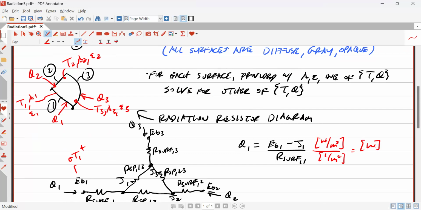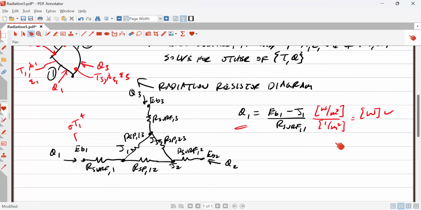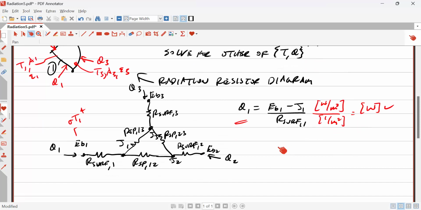So what you get is watts, which is good. This is what we expect because we're dealing with a heat flow. Also, to make sure that the units are consistent for the different resistances, you see that you have 1 over A_i F_ij or 1 over A_j F_ji. The view factor is dimensionless, so you have 1 over area again, so 1 over meter squared. So this all works out pretty well.